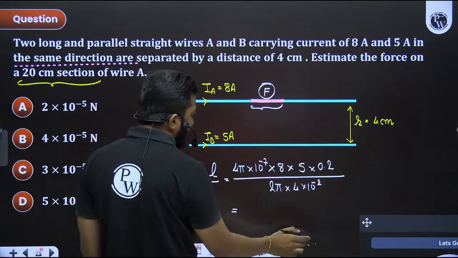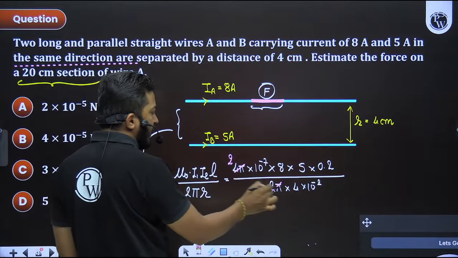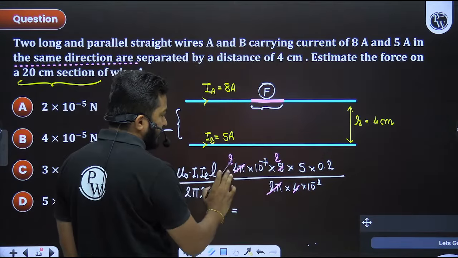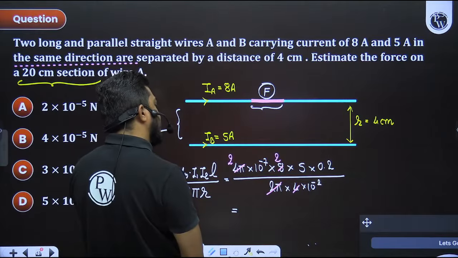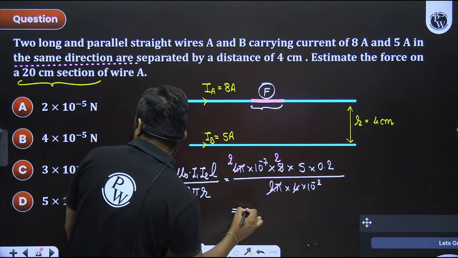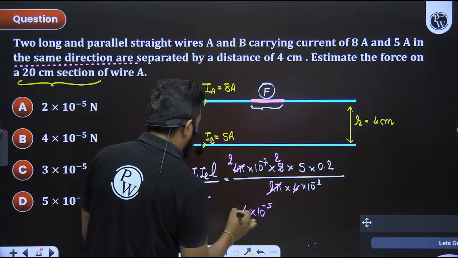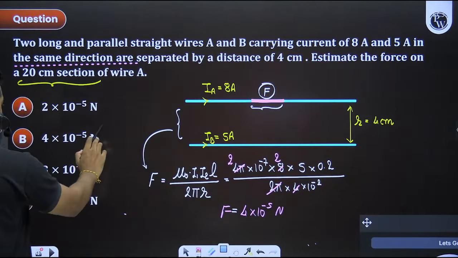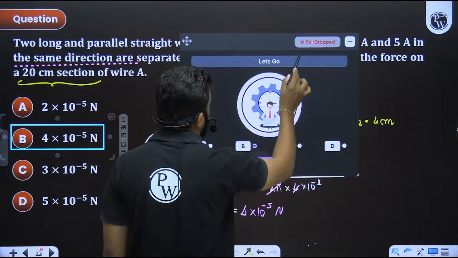By normal mathematics, 2 pi cancels 4 pi, leaving 2. Then 2 times 8 is 16, and 5 times 2 makes 4 into 5, 20, and 20 into 2. So finally there is a 4, into 10 raised to minus 2 from the upper side, so minus 5. And the force F is 4 into 10 raised to minus 5 Newton. Option B is the perfect answer. Yes, option B is the perfect answer.